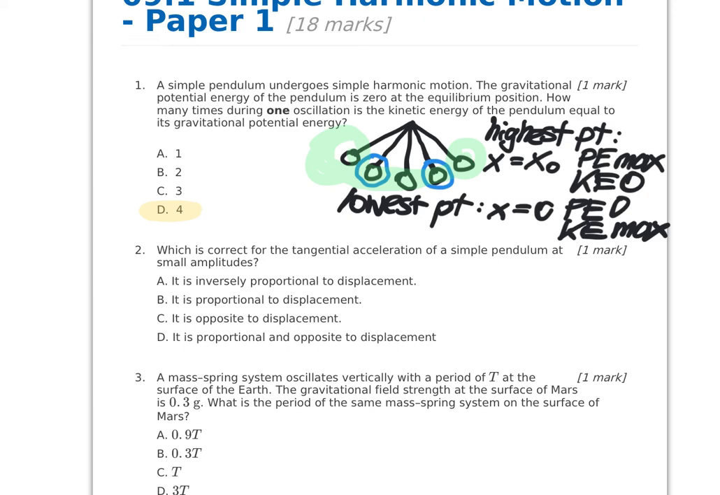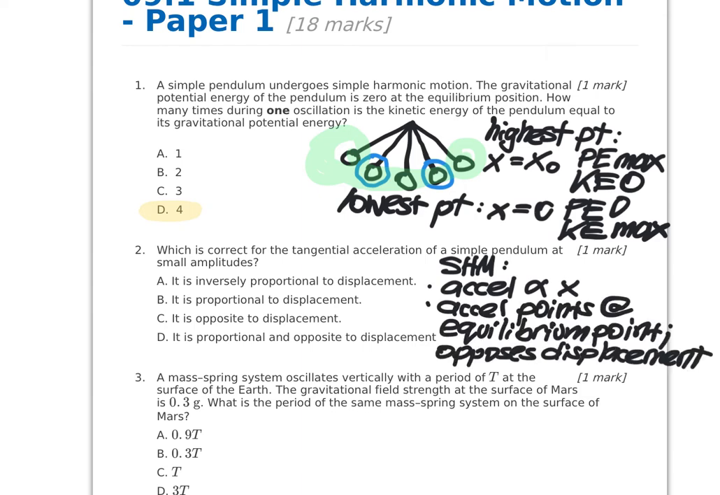Okay, next question. Correct for tangential acceleration of a simple pendulum. So a simple pendulum is a simple harmonic oscillator, and we know the conditions for SHM. The acceleration has to be proportional to the displacement, and the acceleration points towards the equilibrium point. In other words, it opposes displacement. Since this is a definition, we have to be careful.